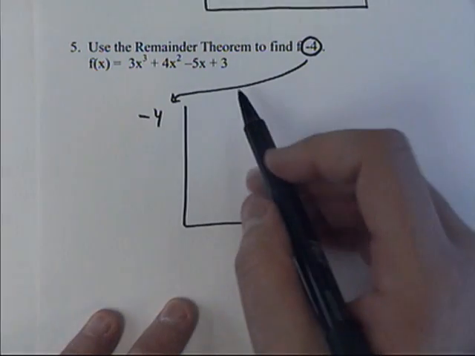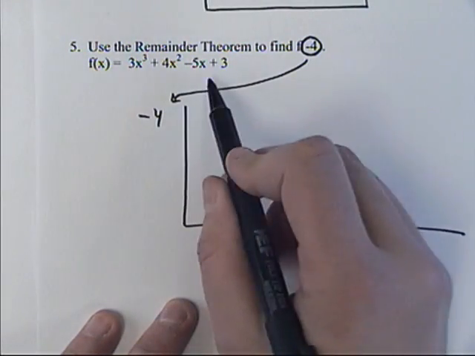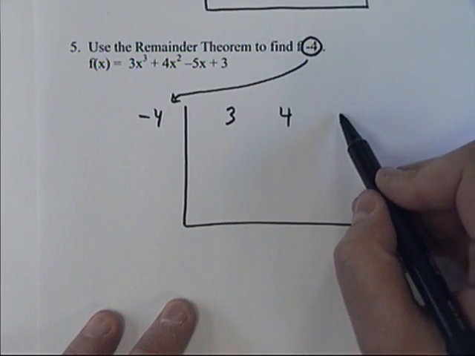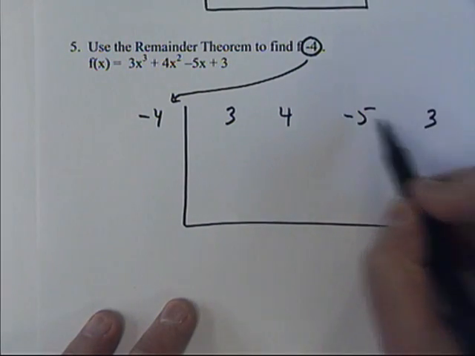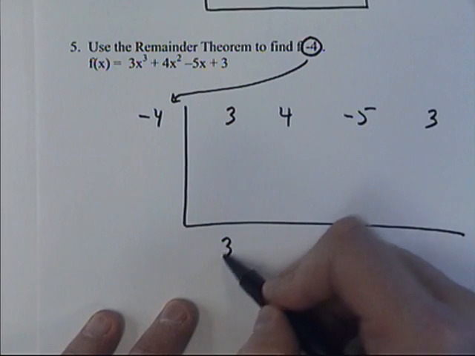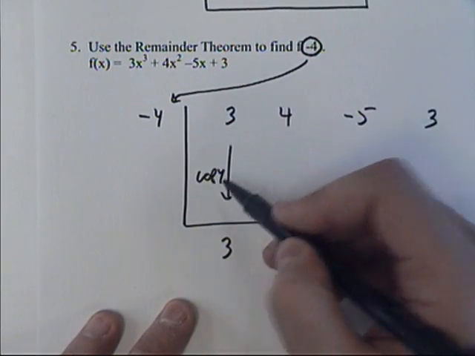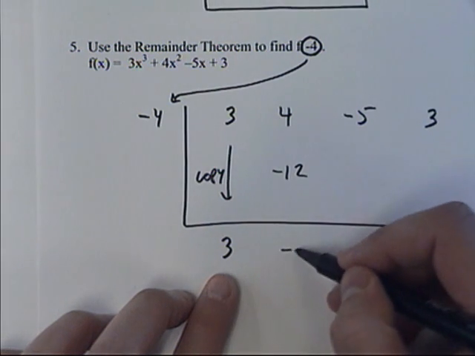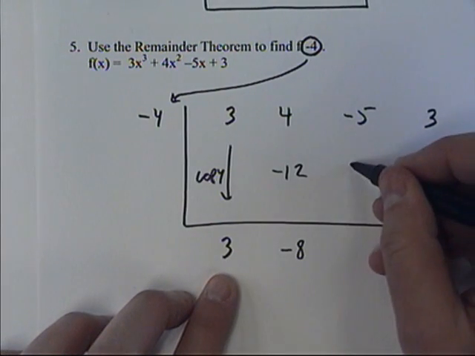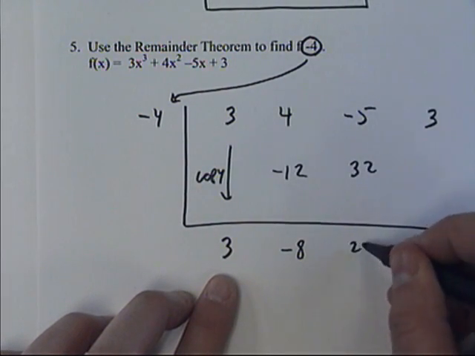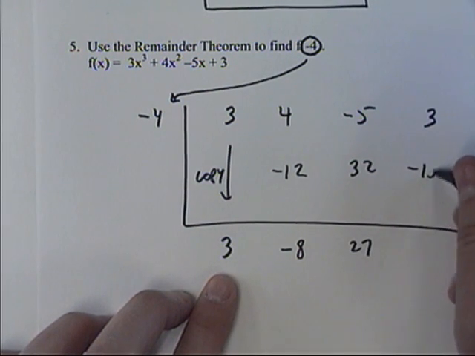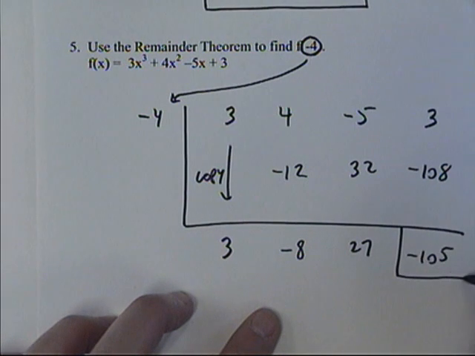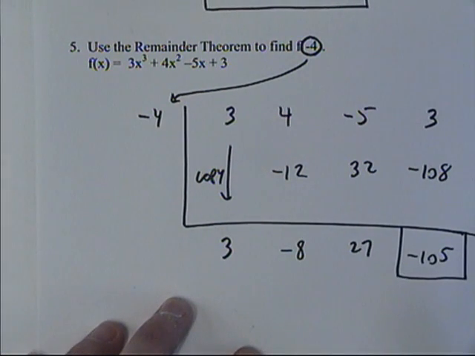and you set up your array in the same way, again, this time I'm not missing any terms, so I can just use them as they're given to me. They're already in descending order. Bring down the 3 to start. Copy this down, and here we go. Multiply here gives you -12. Add gives you -8. Multiply gives you +32. Add gives you 27. Multiply gives you -108. And add gives you -105. And it turns out that is our answer. -105.